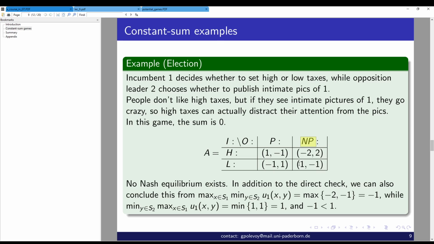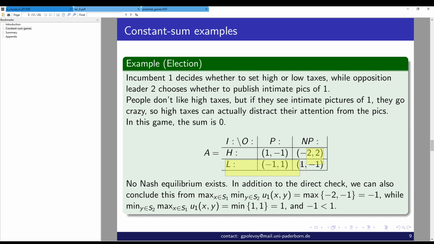And actually, since people don't like losing more than they like winning, as Kahneman says in his book, we even define the payoff when the taxes are high to be -2, while the payoff when the taxes are low is only +1. And the second player's payoff is always the negative of the first one's, because they are two candidates, so if one gains, the other loses.